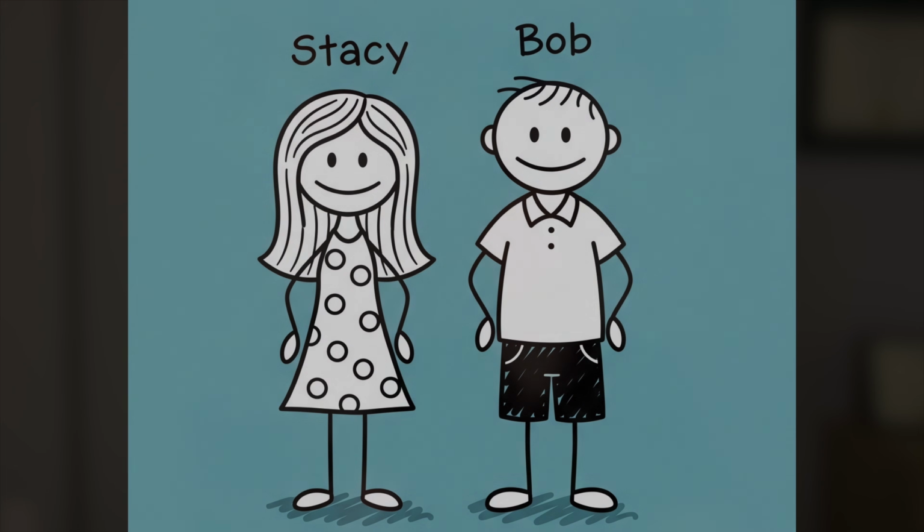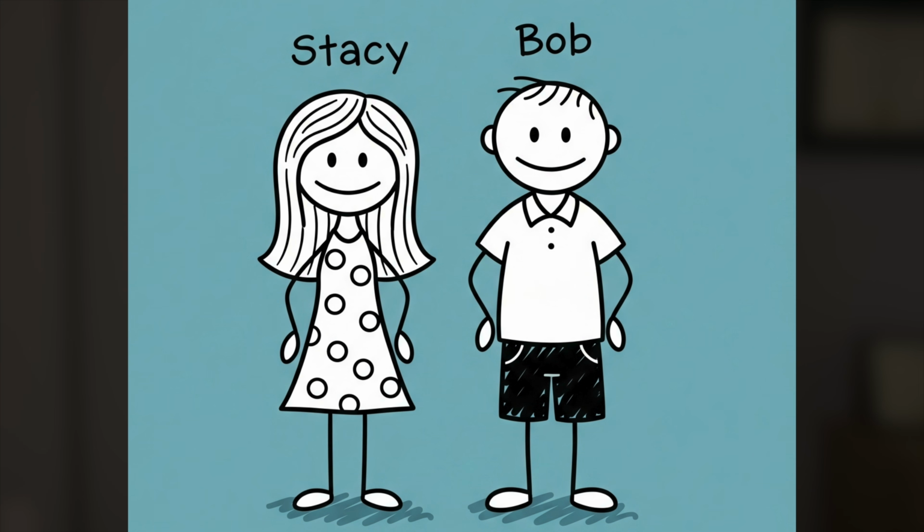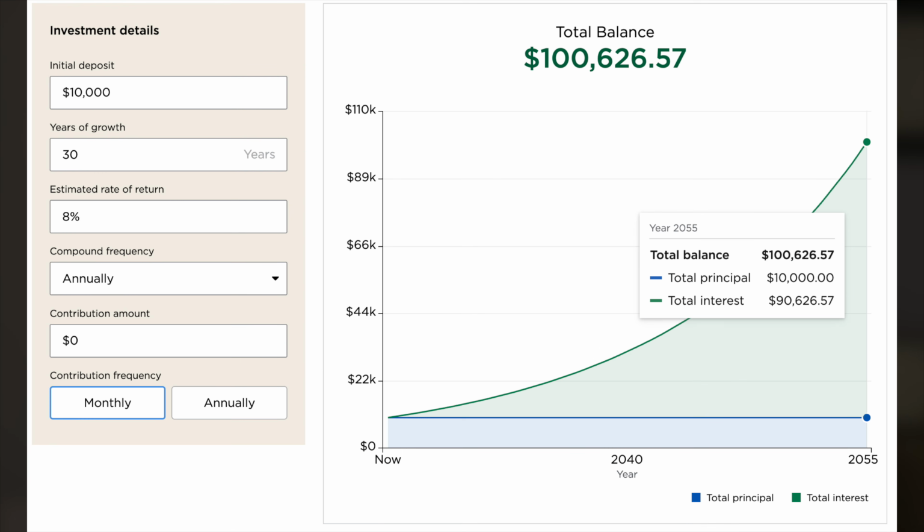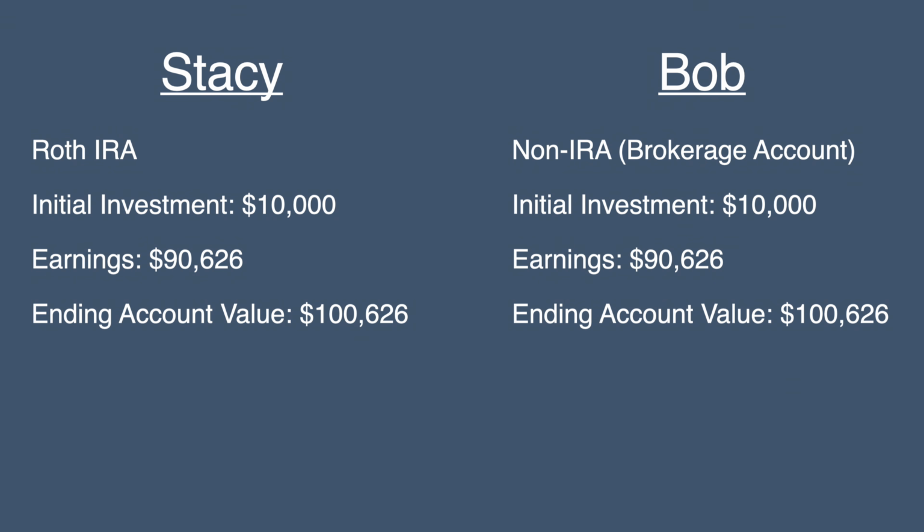Let's illustrate this with an example. Let's say we have two people, Stacy and Bob. They both invest $10,000. Stacy invests her money in a Roth IRA, while Bob invests his money in a non-IRA brokerage account. With an 8% rate of return over 30 years, both of their investments grow to over $100,000. The difference between these two accounts is how much they pay in taxes.